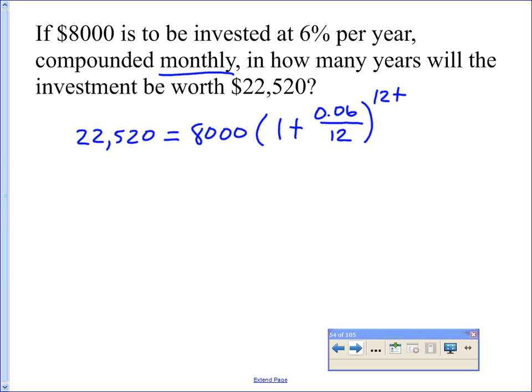So if I start here, what I want to do, remember, is to isolate this t. So how do I get the t by itself? Well, right now it's an exponent, and we need to find some way to get it down. The only way to really do that when you have a variable as an exponent is to use logarithms, but let's see how far we can simplify first. The first thing I'm going to do is divide both sides by this 8,000.